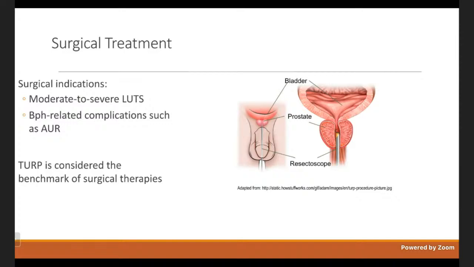The choice of surgery mainly depends upon patient factors, like the size of the prostate and whether the patient has any comorbidities. If the patient is on blood thinners, or if the prostate is very huge, then laser prostatectomy is usually preferred. For a smaller prostate and a patient without comorbidities, monopolar TURP is sufficient. So ultimately, TURP is considered the benchmark for surgical therapies.